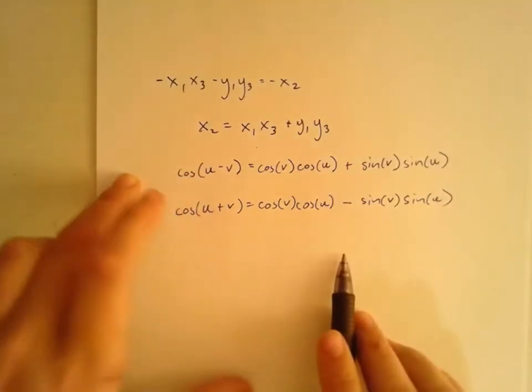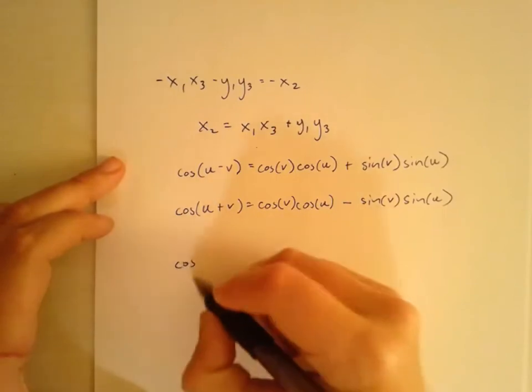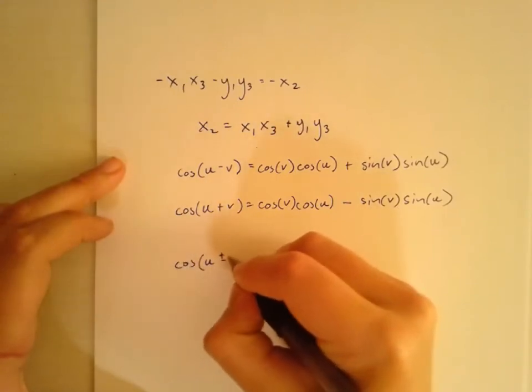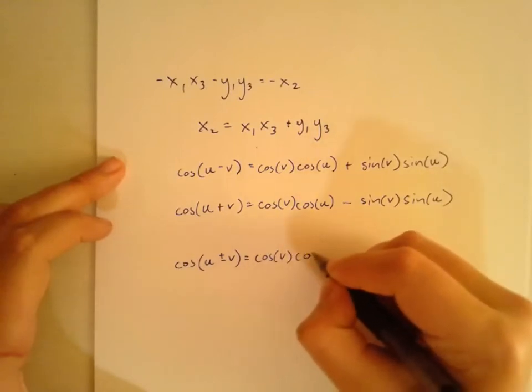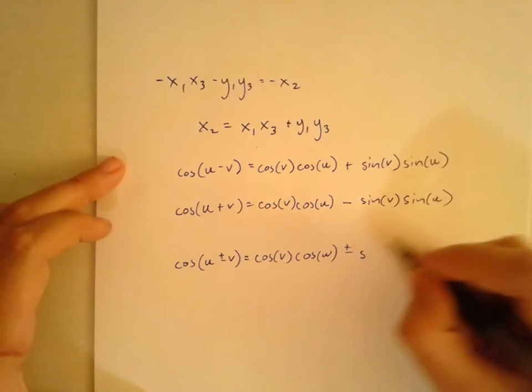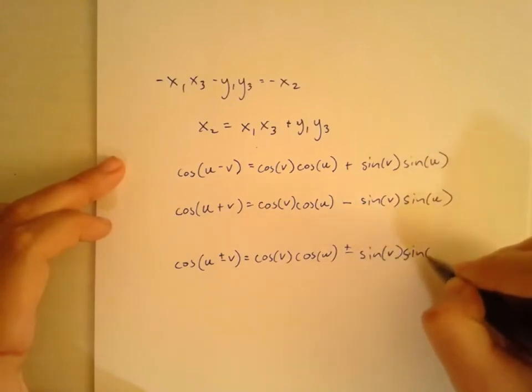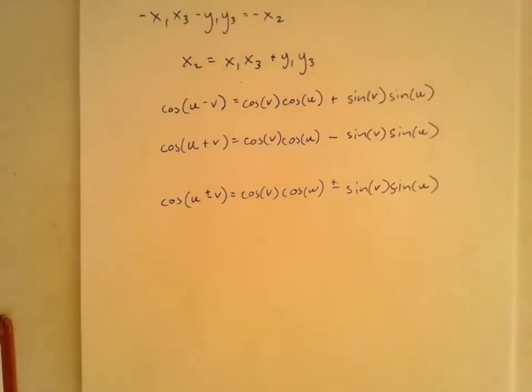It stays exactly the same. I can really call this formula, I can kind of just condense it into one as cosine of u plus or minus v equals cosine v cosine u plus or minus sine v sine u. And vice versa. That is definitely what we're allowed to do here.